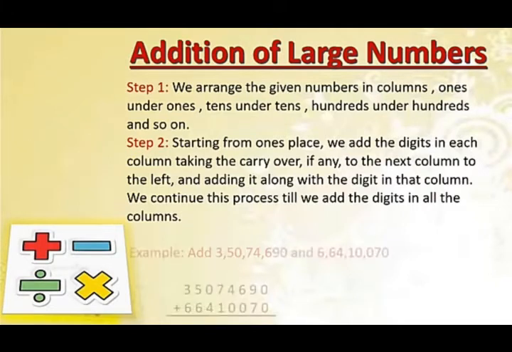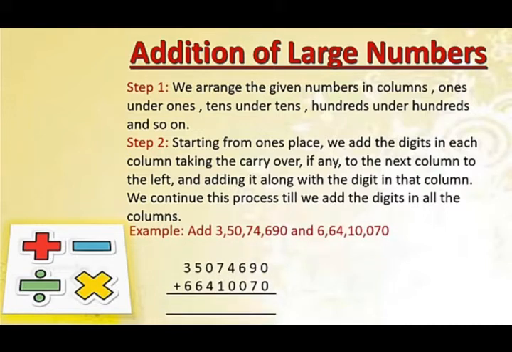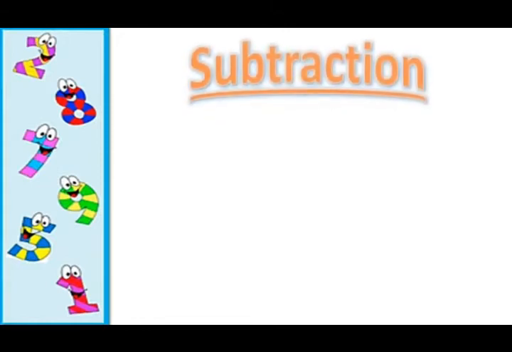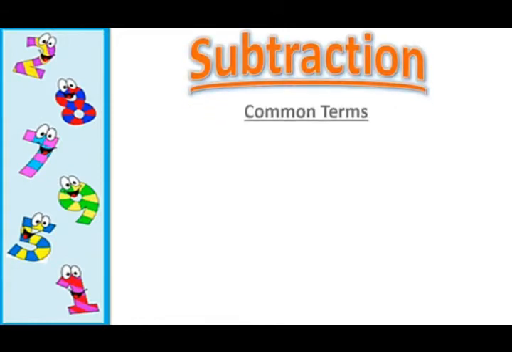For example, two numbers are given here for addition. 3 crore 50 lakhs 74,690 and 6 crore 64 lakh 10,070. We will arrange addend 1 first and addend 2 below it. Now let us start addition from extreme right. So the sum is 10 crore 14 lakh 84,760.